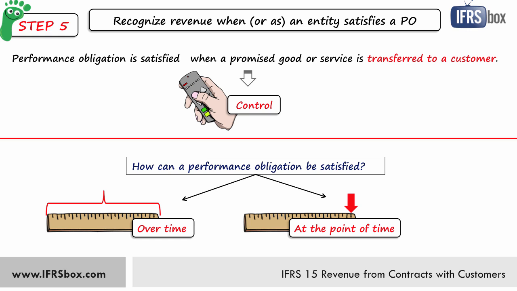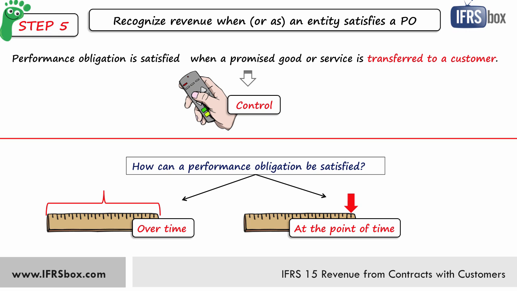IFRS 15 sets 3 criteria when you need to recognize the revenue over time, and if one of them is met, then it's over time, otherwise it's at the point of time. Timing of revenues has tremendous impact on everything from the financial health of the company to its taxes, so it's very important to take care about it.